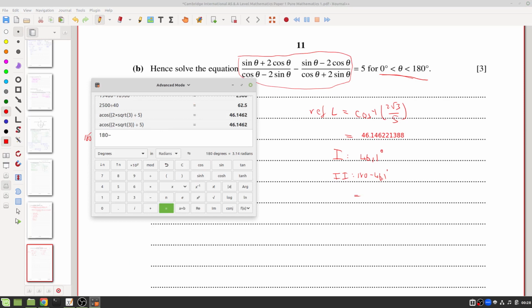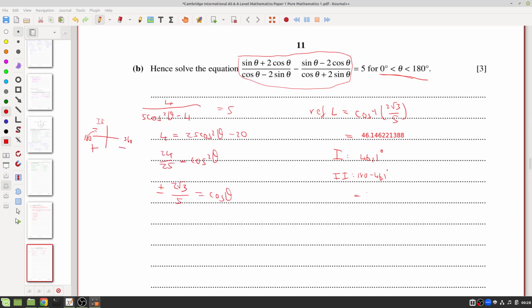180 minus 46.1, 133.9 degrees. Okay, 133.9 degrees. So there is our answers. It's either going to be that or that. Those are the only answers in the first two quadrants, in this quadrant and that quadrant, right? All right.